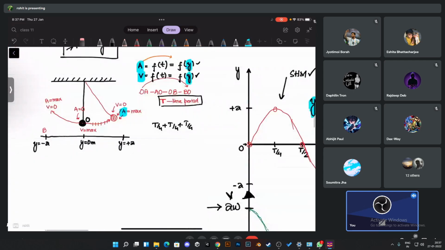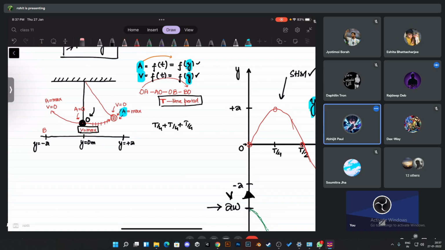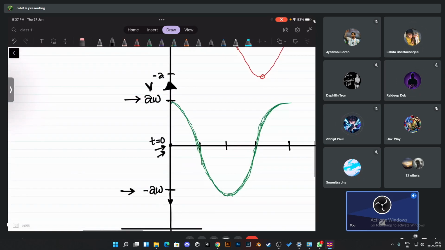When T is 0, do you agree this is the object here or not? Yes, sir. And what kind of velocity do you expect? Maximum. That's why, look at the graph: the graph is also maximum for the velocity there. Okay, makes sense, right? Check. Yes, sir. This time is how much here? T by 4, right here.